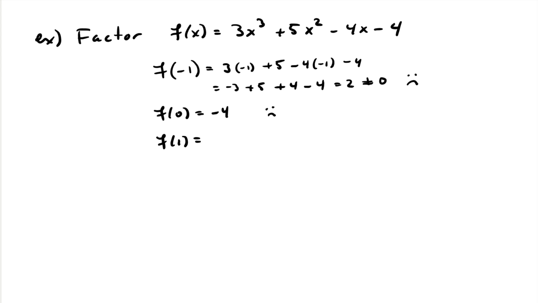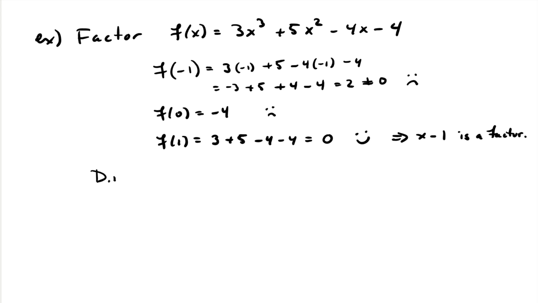Maybe f of 1. If it doesn't work for integers, I could always try maybe a half or something like that. f of 1 is 3 plus 5 minus 4 minus 4, and hey, hang on, that's 8 minus 8. That's 0. So here we've got a 0. So that means that x minus 1 is a factor. Aha! So how do we factor with that now? Well, I'm going to divide my polynomial by x minus 1, because I know it divides evenly.